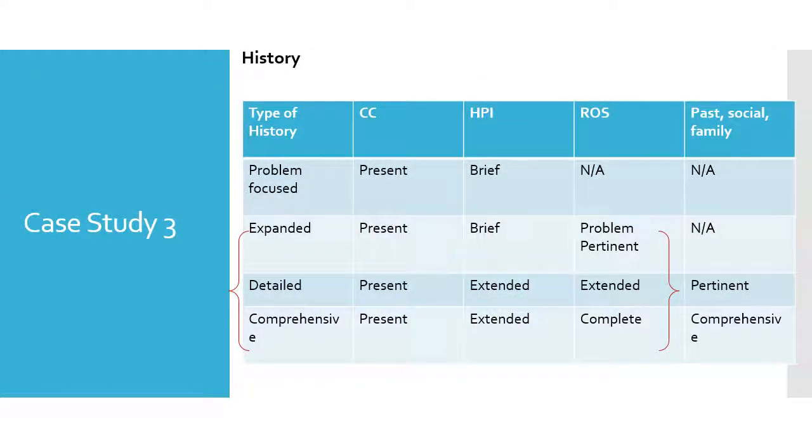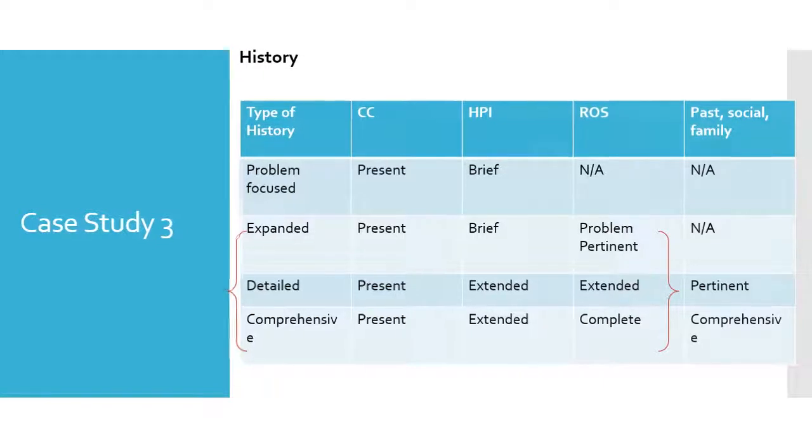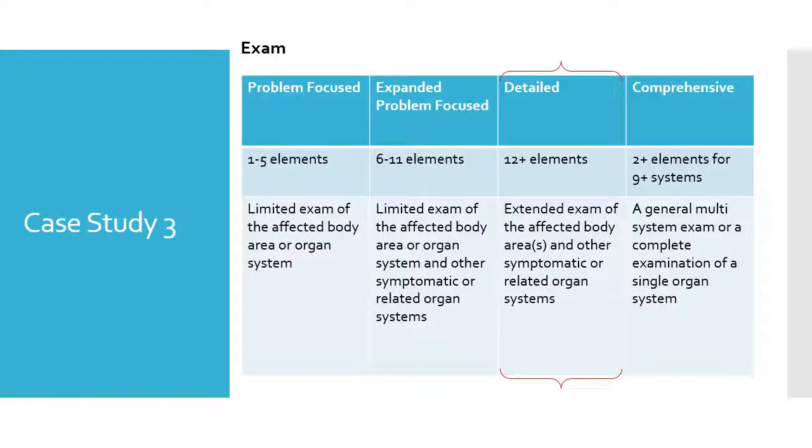Based on the history, this is a detailed exam. The chief complaint was present, there was an extended HPI, the review of systems was extended, and the past medical history, family history, social history was pertinent. Systems reviewed, but not more than 9, so this would fall under a detailed exam.